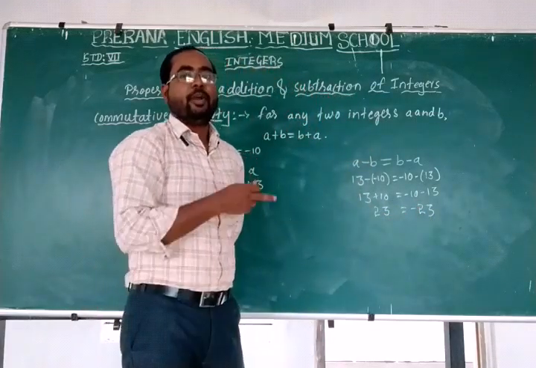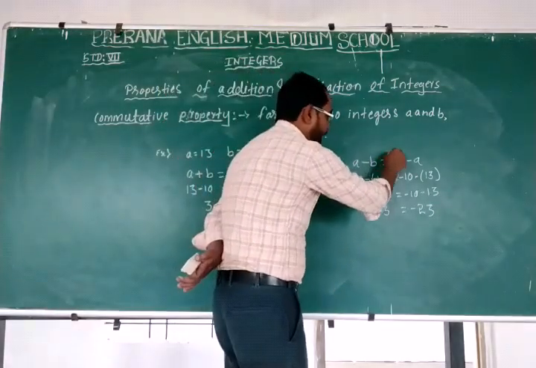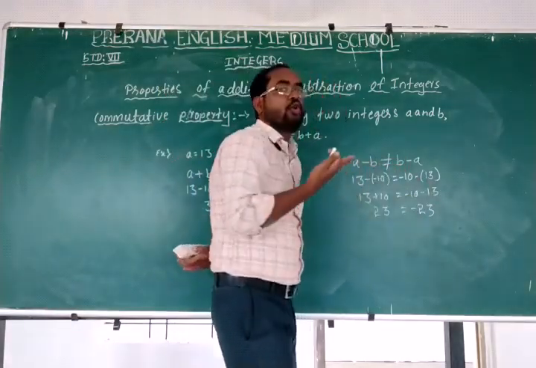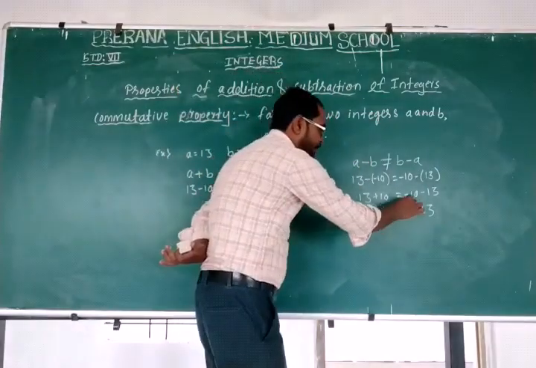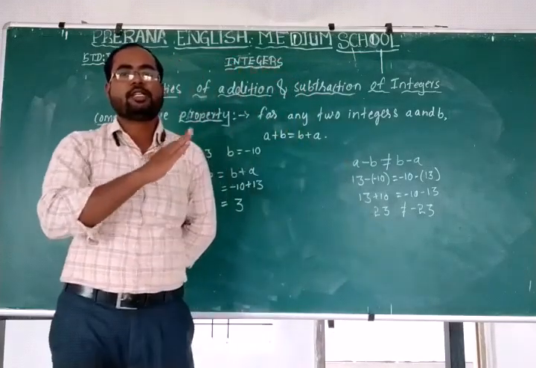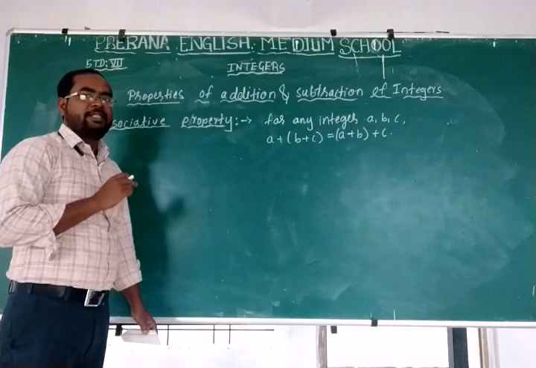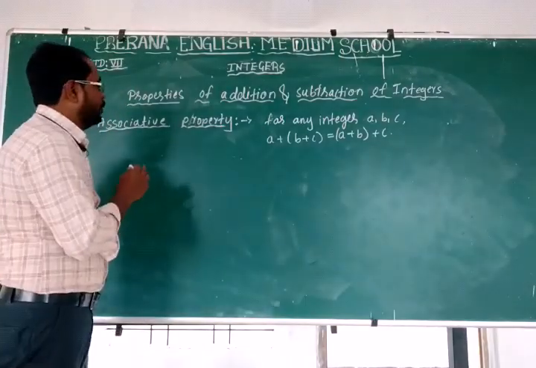That means the commutative property does not hold good for subtraction, because a minus b is not equal to b minus a. We'll see the next property, that is the associative property.